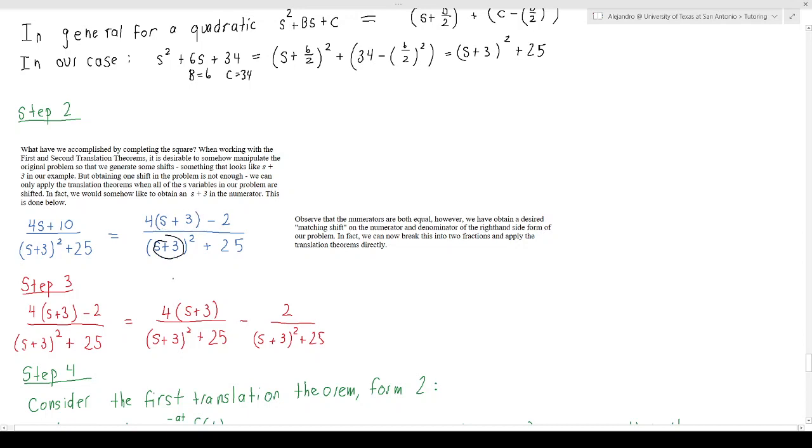So that will help us in applying one of the theorems that we'll see in a moment. But I will say that we should definitely break apart both of these terms here. So we should have 4 times s plus 3 over this term here, the denominator, minus 2 over this term here. And that will help us get ready for the next step. So we've basically separated out the two fractions from that bigger one.